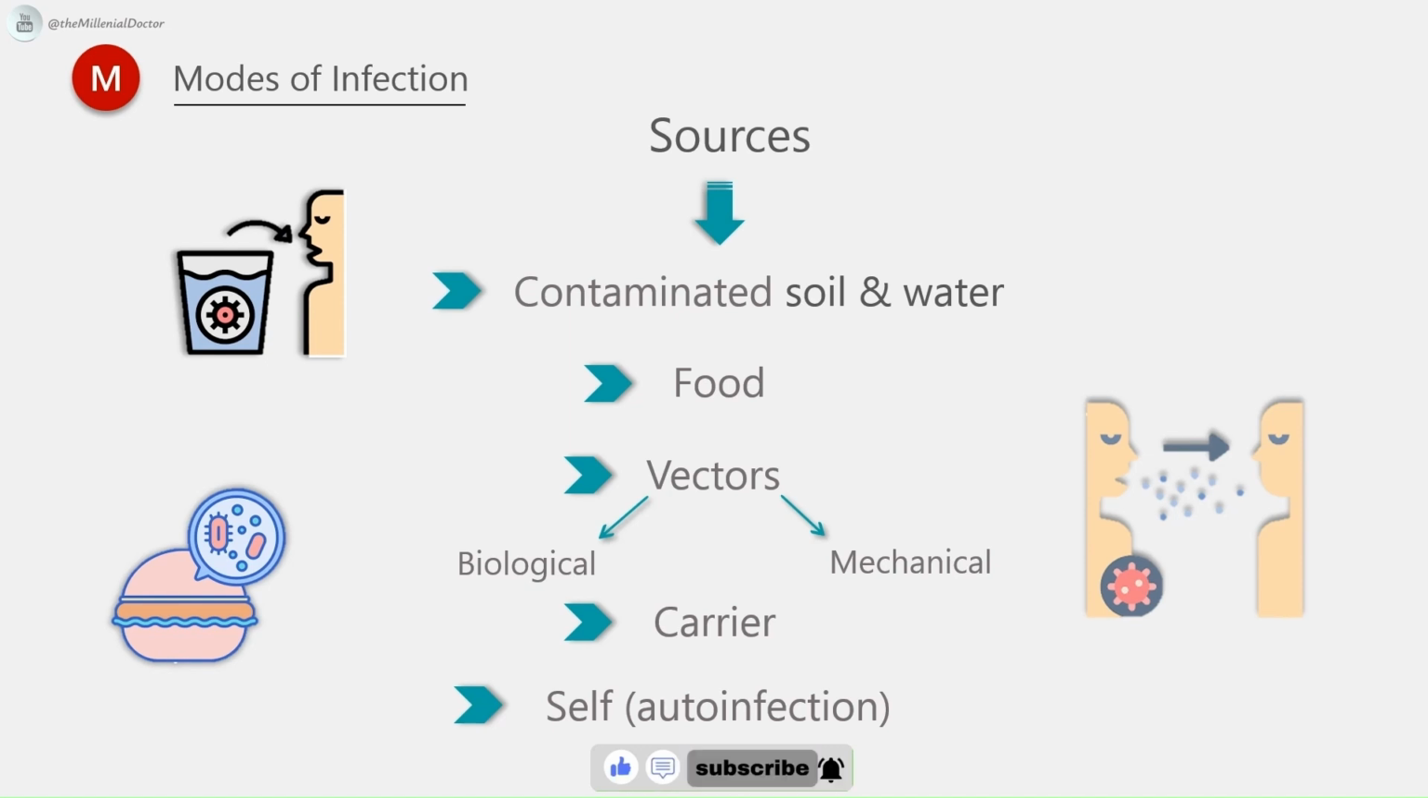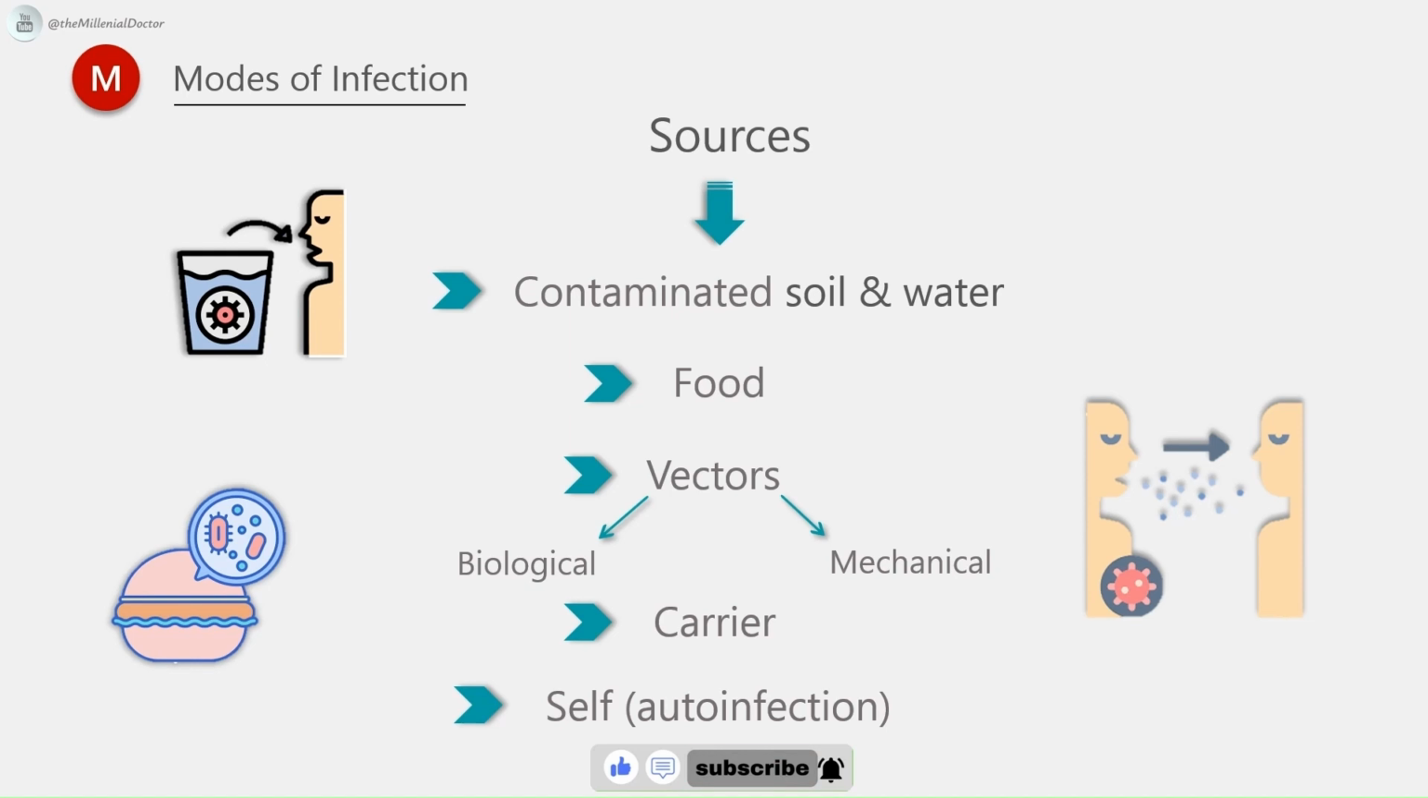Food. Ingestion of contaminated food or vegetables containing infective stage of the parasite. Example, amoebic cysts, echinococcus eggs. Or ingestion of raw or undercooked meat harboring infective larvae. Example, pork containing Cysticercus cellulosae, the larval stage of the parasite Taenia solium.